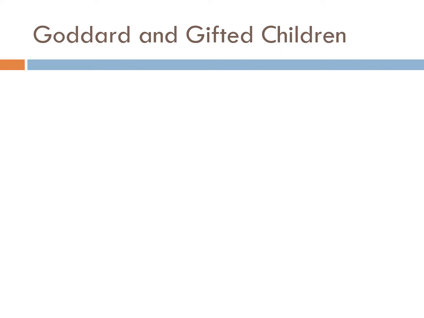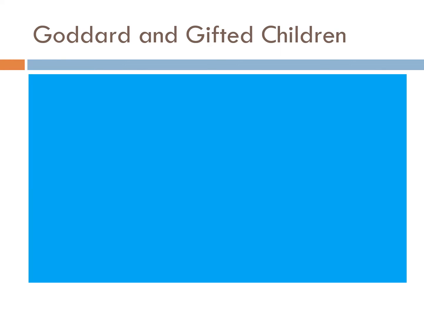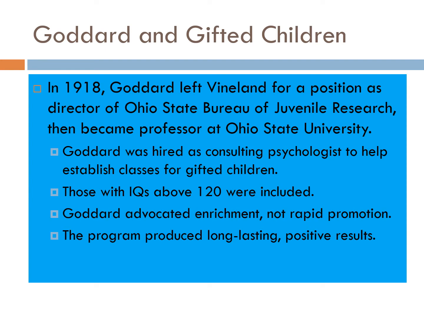So this is where Goddard's history comes a little bit closer to home for us. After his work with the mentally handicapped children, in 1918, Goddard left Vineland for a position as the director of the Ohio State Bureau of Juvenile Research and then became a professor at Ohio State University. Goddard was hired as a consulting psychologist to help establish classes for gifted children, right? Those who had IQs above 120.